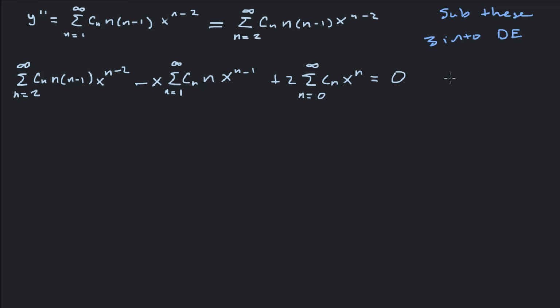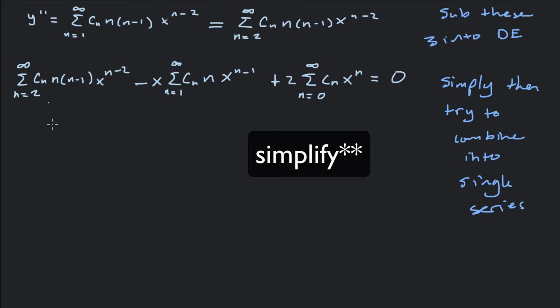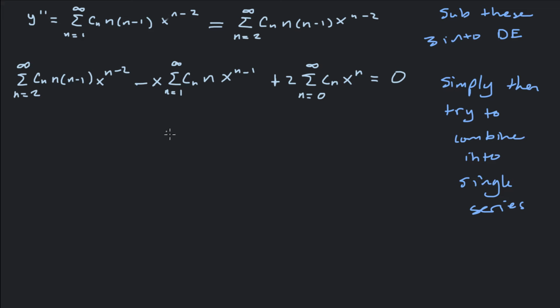Alright, so now we're just going to do a little simplification, and then we're going to try to combine it into a single series. So that's our goal, is to combine this into a single series for which we can find a relationship between the constants. Our whole goal is to find a relationship between the constants and figure out how they're related to each other so that we can write all the terms in relationship to one or two constants. Then we have our series solution.